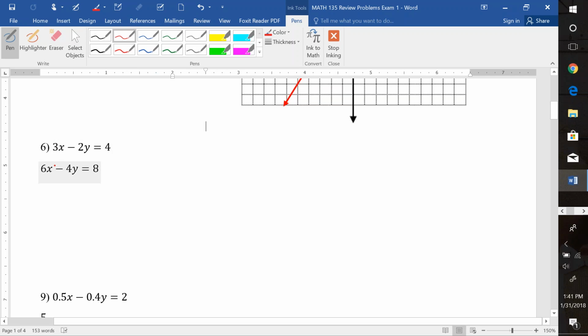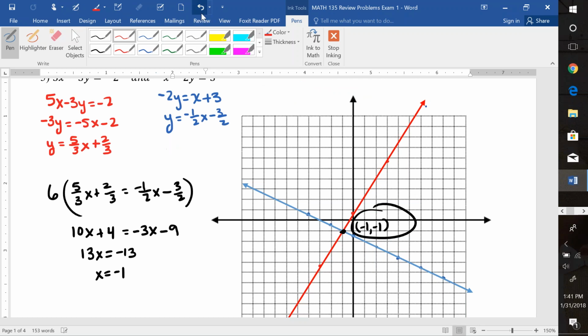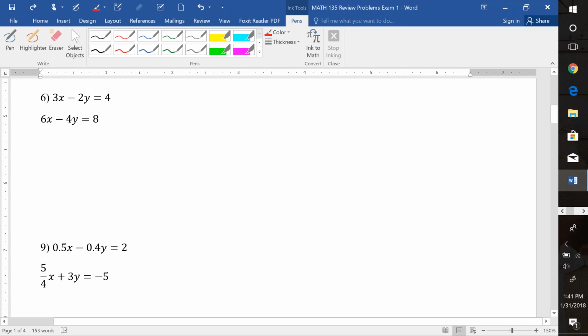I'm going to use elimination because that seemed to be the method we used the most, and it was the method we used when we were doing the 3x3 or the 3 variable ones. So it seems that it would be probably easier just to know one method. If you like substitution, you can still do substitution. There's nothing wrong with that. So I'm going to rewrite this as 3x minus 2y equals 4 over 6x minus 4y equals 8.